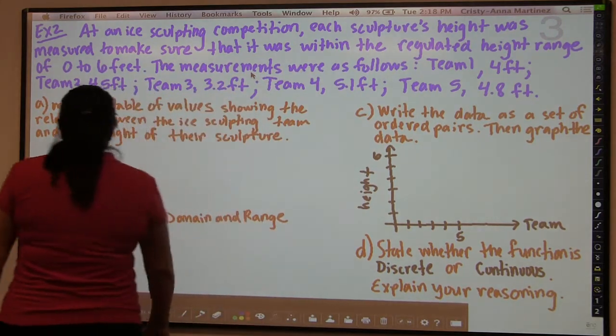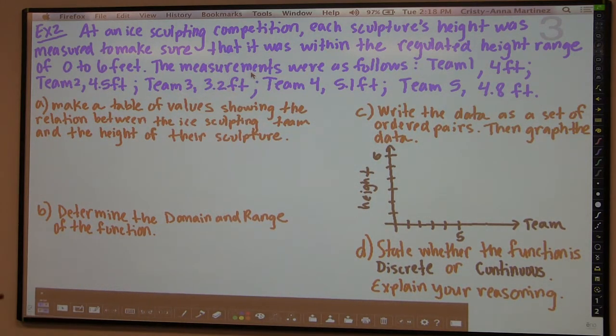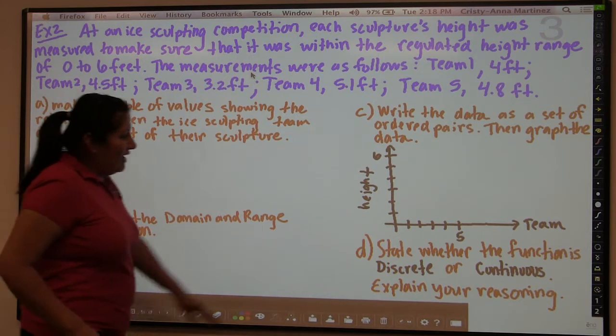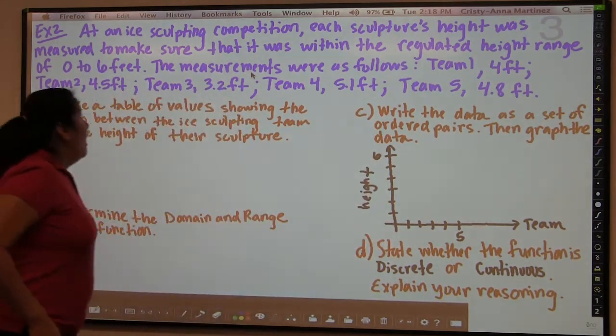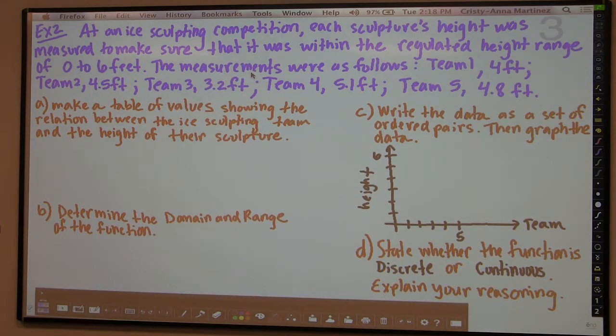So it says, at an ice sculpting competition, each sculpture's height was measured to make sure that it was within the regulated height range of 0 to 6 feet. Hence why my graph has from 0 to 6 feet. The measurements were as follows. Team 1, 4 feet. Team 2, 4.5 feet. Team 3, 3.2 feet.